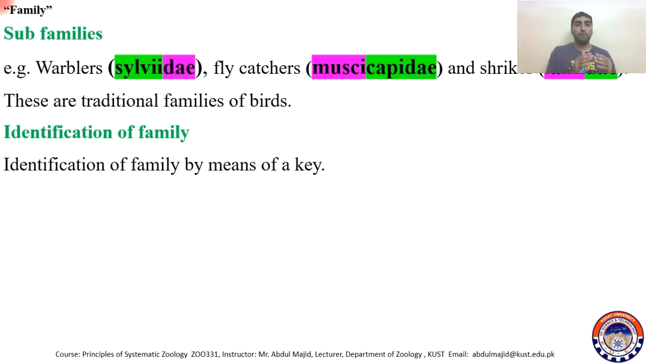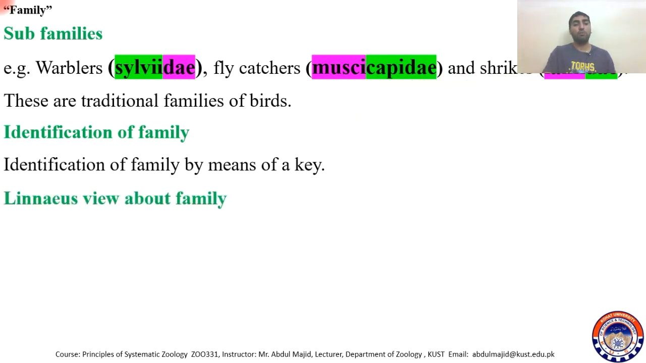By means of keys you can identify a family, and these keys are usually constructed by a taxonomist, an expert.